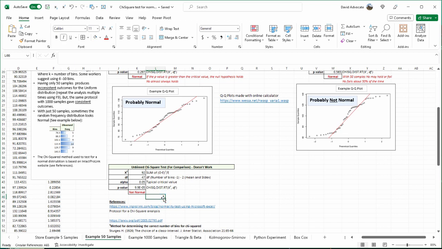So I'll just run that a few times, and you can see you're going to pretty consistently get a non-normal result. So this shows what we get when we run 50 samples. Now let's move on to 1,000 samples.